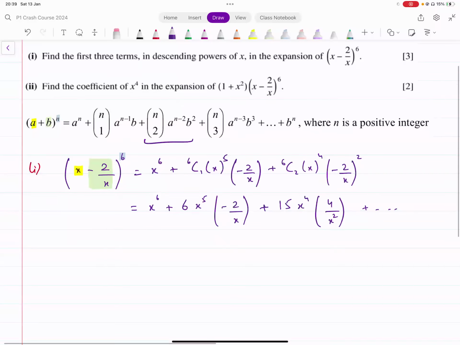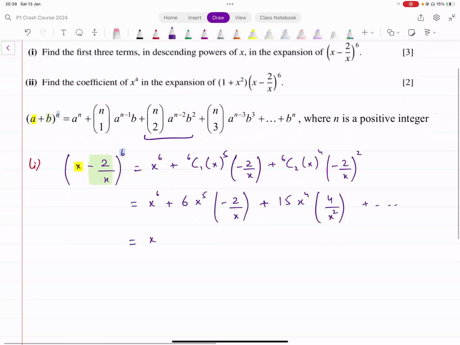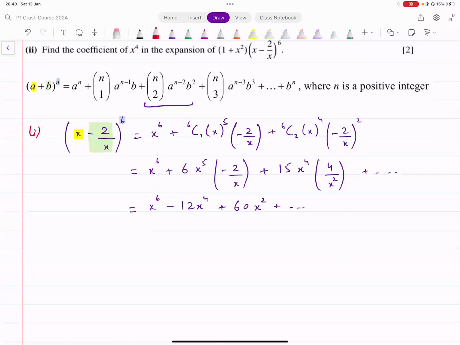And now you simplify this. What does that give you? X raised to the power 6 minus 12, x raised to the power 5 minus 1. In fact, x raised to the power 5 minus 1, that gives you x raised to the power 4. And then you have 15 into 4, that is 60, 60x squared. That's the expansion of the first three terms. You don't have to go any further than this because that's all that they wanted. All right, that's the first part. Let's look at the second one.